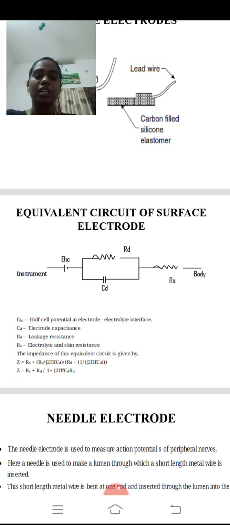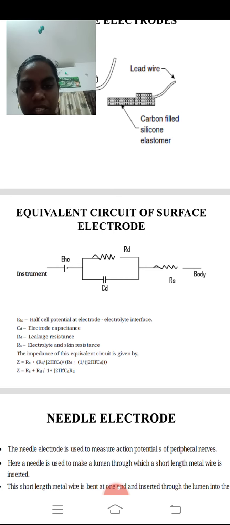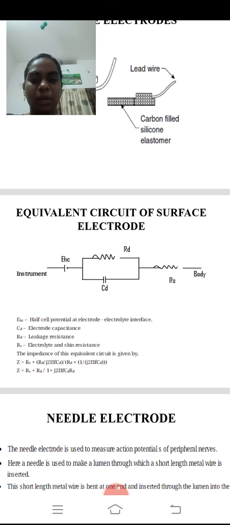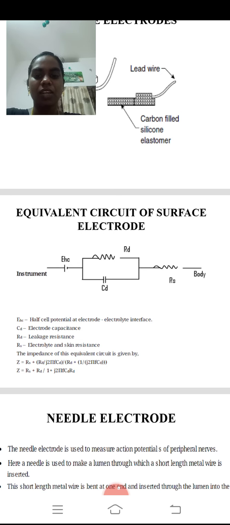In the equivalent circuit, here is the body, and in that body we have to give the input. This input will be sensed and the output given to one of the instruments. Here are some of the elements, that is EHC, RD, CD, RS. These are all the internal structures. Here EHC is the half cell potential. We already studied what is meant by half cell potential. EHC represents the amount of half cell potential. CD is the electrode capacitance. Each and every electrode has capacitance, so CD is the electrode capacitance.